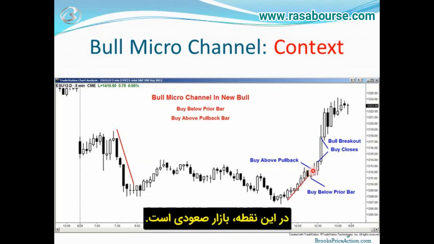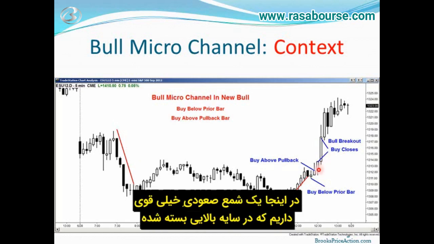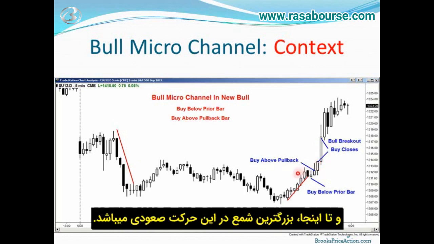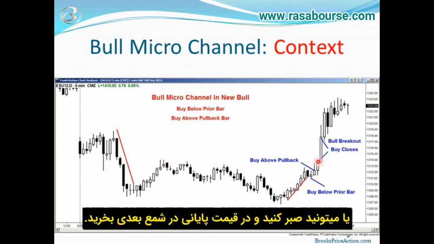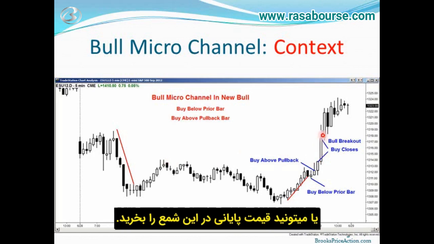At this point, the market is bullish. Here we have a very strong bull bar closing on its high, the biggest bull bar in the entire rally. We're approaching the top of the trading range. You could buy this close, or you could wait and buy this close, and you could buy this close as well.